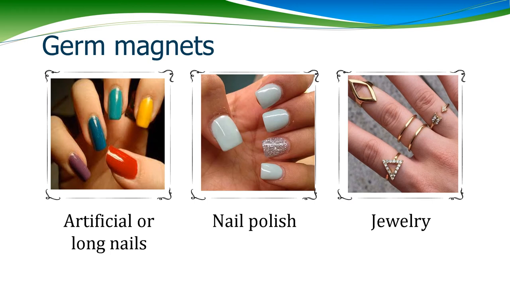Artificial nails and nail polish act as magnets for germs, and it is more challenging to remove them when we wash our hands. Germs also love to cling and hide in and under our jewelry, again, making hand washing more difficult and less effective. Long nails make the removal of germs very difficult, as the germs love to hide under the nail. Also, they are a risk for scratching a client or a resident.